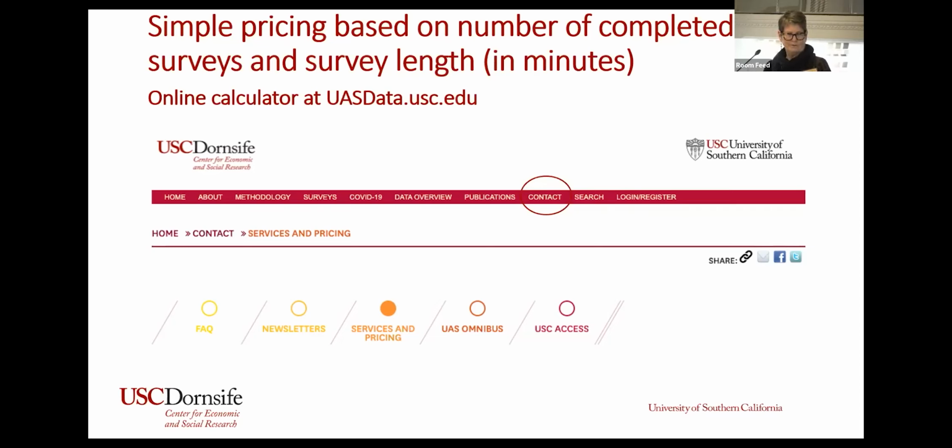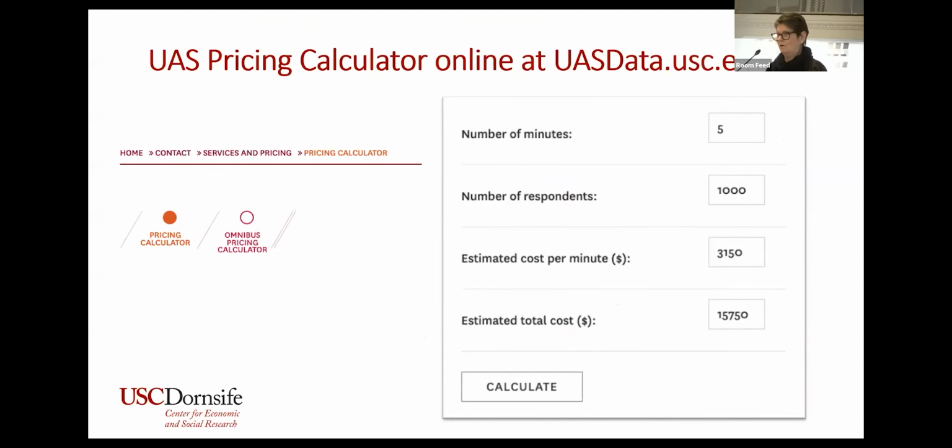And here is where it is, another circled menu on the UAS data site. If you click there on services and pricing, it will take you to our online pricing calculator. And what you put in there are the number of minutes it's going to take for your survey and the number of respondents, and it will get you an estimate of cost. So in our example here, for a 5-minute survey and 1,000 respondents, the total cost is $15,750.